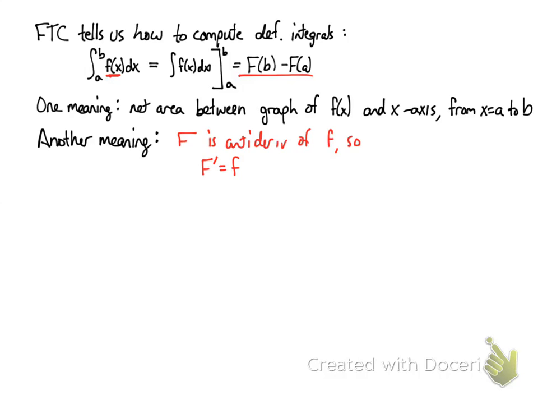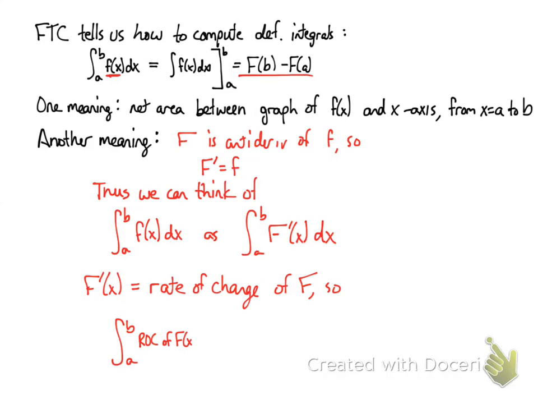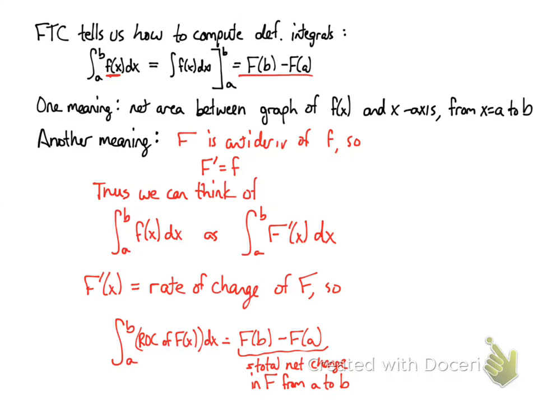If you look at little f and big F, right? Big F is an antiderivative of little f, so big F prime equals little f. So we can think of this definite integral as the definite integral of capital F prime, which is the rate of change of capital F. So what we're integrating is really the rate of change of capital F, and what we get as a result is the net change, the total change in capital F from x equals a to x equals b. That is, how far apart are capital F of a and capital F of b.